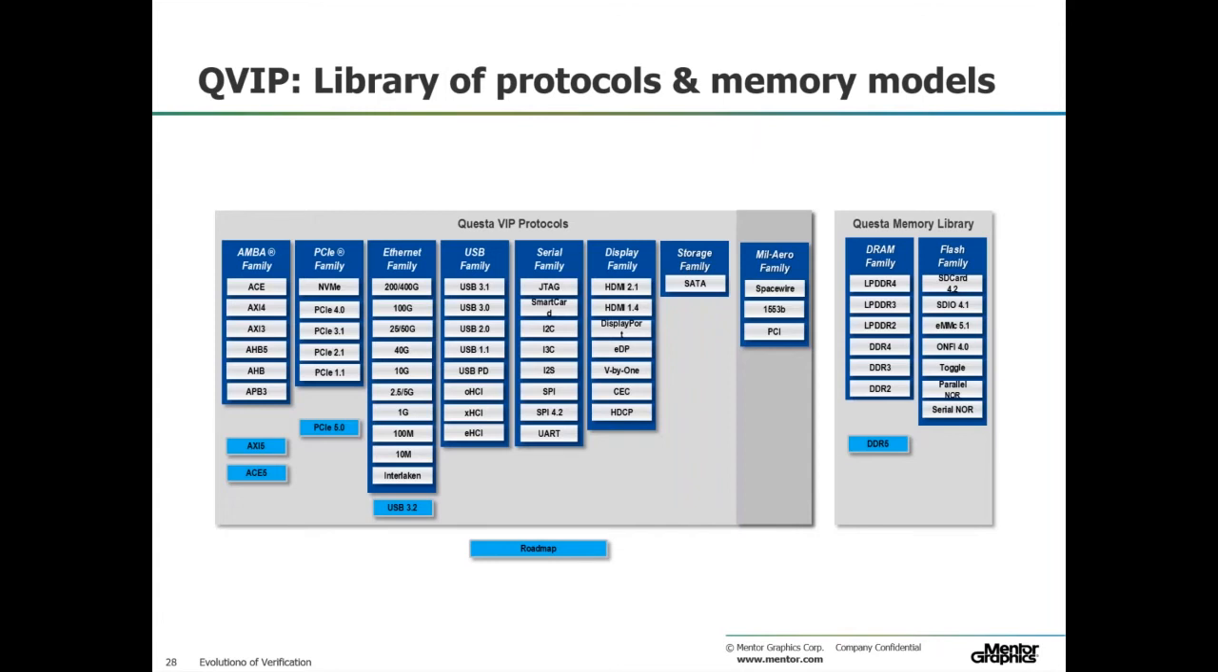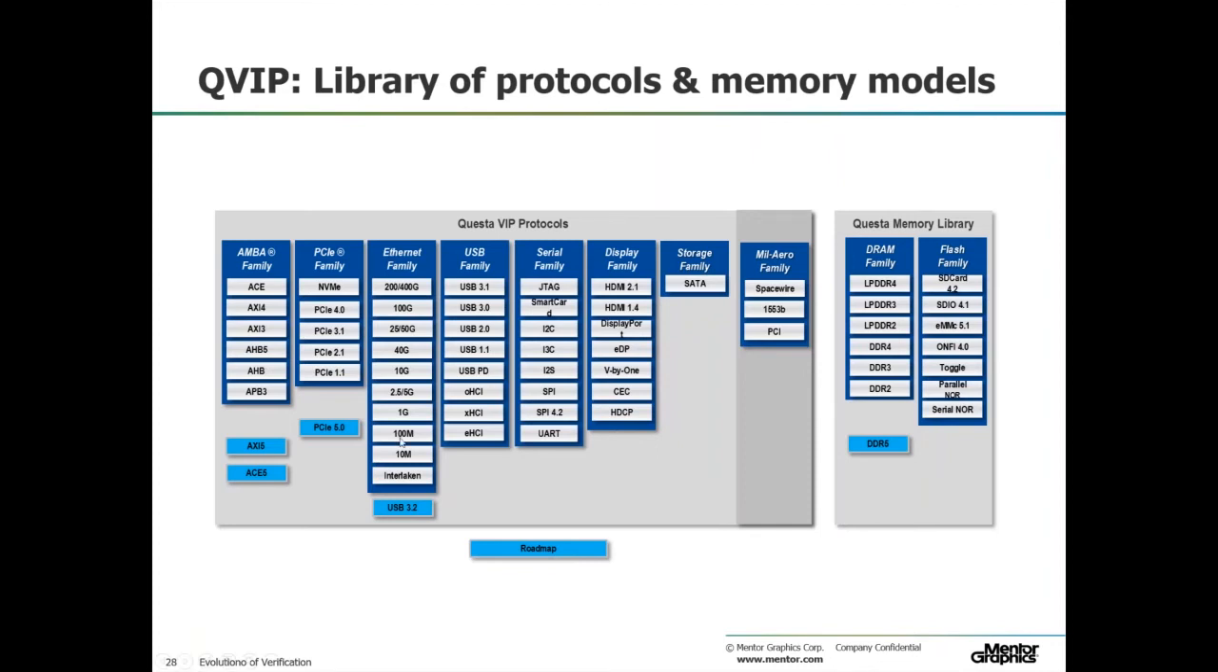So this is the full collection of all the different VIP protocols we currently have. A couple of these roadmap ones may have actually been released by now. I'm not 100% positive where we are on some of these, but we basically sell it by the family. So if you're going to be doing Ethernet, you buy the Ethernet family. You have one VIP protocol for each copy of Questa that you're going to be running test benches on.